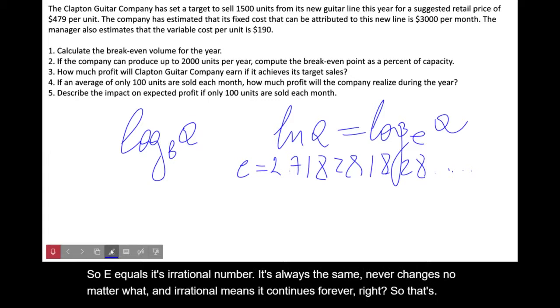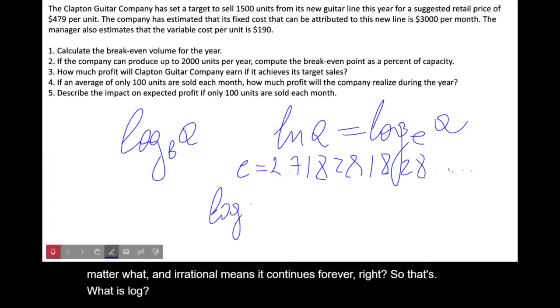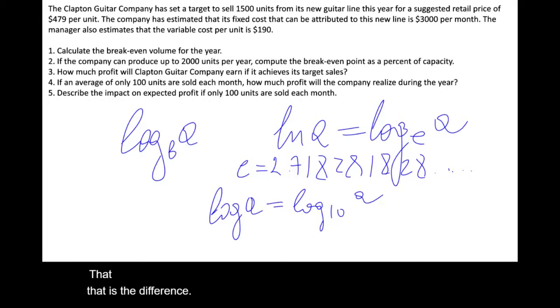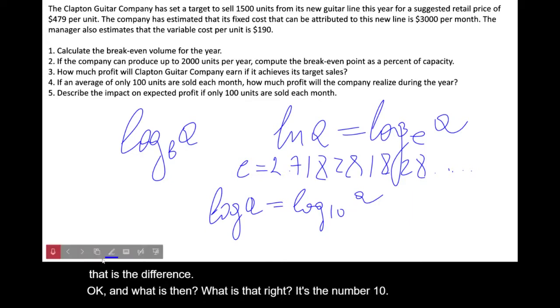What is log? Log A is the logarithm with base 10 of A. That's it. That is the difference. Okay, and what is 10? You know what 10 is, right? It's the number 10.